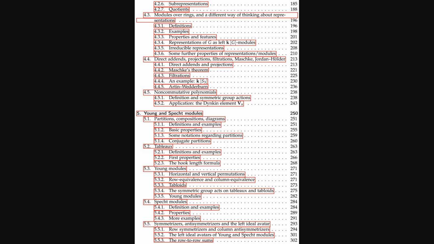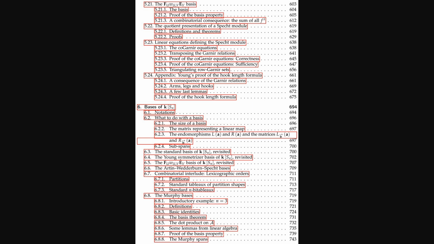The real goal here, as you can see in section 5, is to build what are known as Young and Specht modules. These are constructed using combinatorial grids called Young tableaux, and they are incredibly important because they give you the fundamental building blocks, the irreducible representations of the symmetric group.